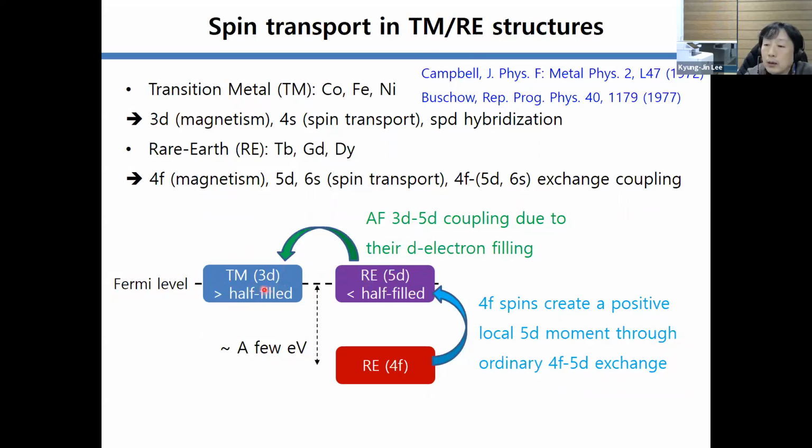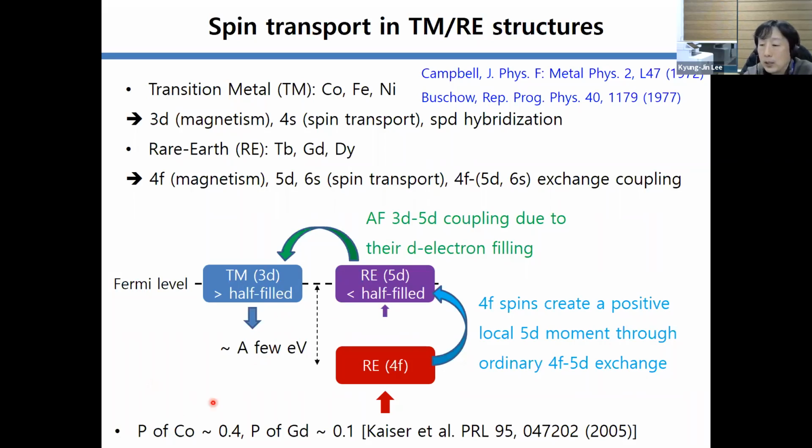When you inject the current, it mostly flows through this Fermi level. It sees both, for example, down 3d spins but also up 5d spins, and experiences some kind of antiferromagnetic order, but it is not a perfect antiferromagnetic order because of the different density of states or different spin polarization P. According to this low temperature experiment using, I think, Andreev reflection, the spin polarization of cobalt is about 40%, but the spin polarization of gadolinium is about 10%, which means that your conduction electron spin will experience an antiferromagnetic order, but it is not perfect, only a partial antiferromagnetic order.